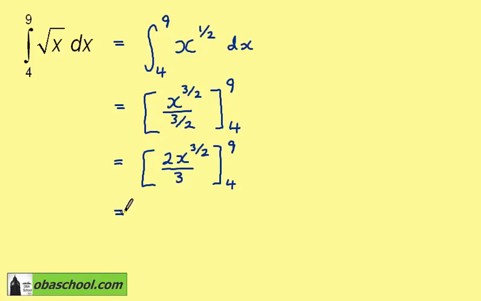As usual, this will become a pair of round brackets. The first bracket carries the expression with the top limit substituted in, and the second bracket has the bottom limit substituted in.